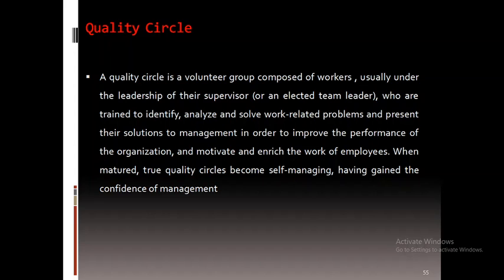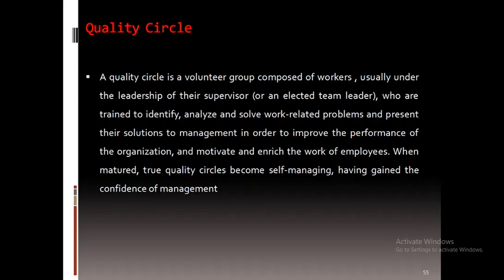Now next, the limitations. The limitations of the quality circle are that a large investment of money and time is required, so it is a time consuming activity. Apart from this, another limitation is that control of quality circle activity is difficult.